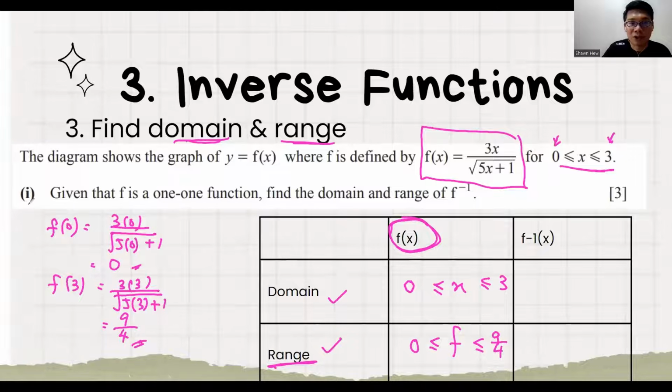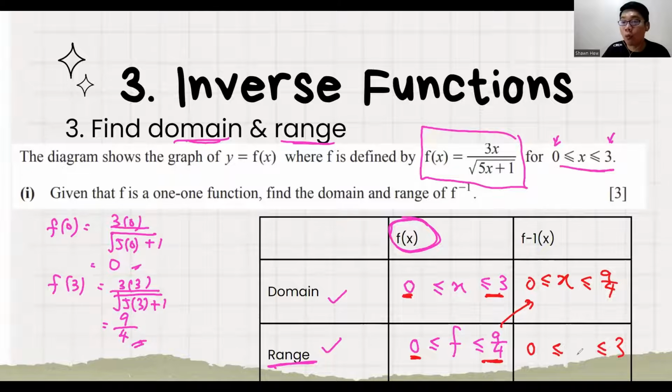The relationship is that the domain of the original graph becomes the range of the inverse graph. So the 0 and 3 you fit in here. And then the range of the original graph becomes the domain of the inverse graph. So 0 and 9/4 here. For domain, it's always x. For range, you need to base it on the name of the function. The name of the function here is f inverse. Then you know the domain and range of your inverse.